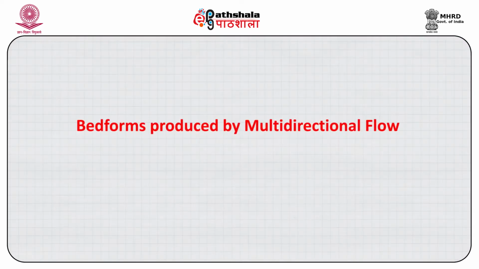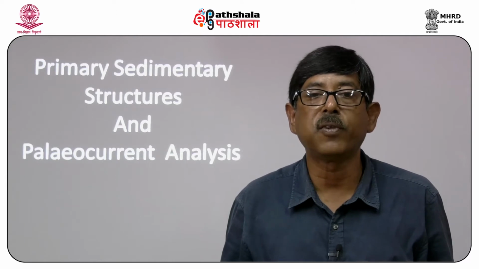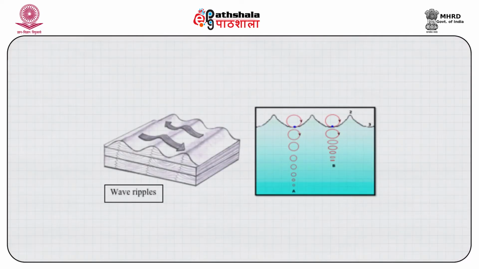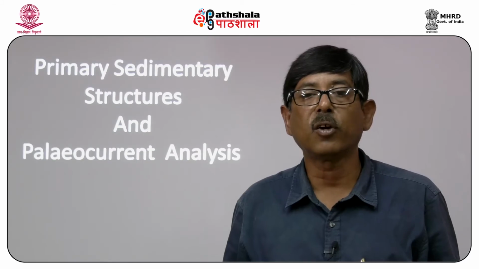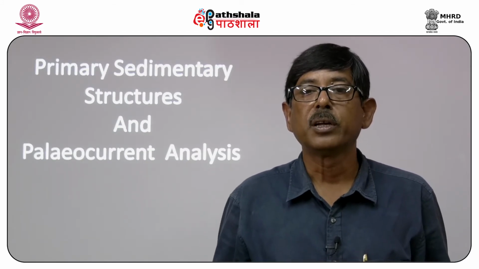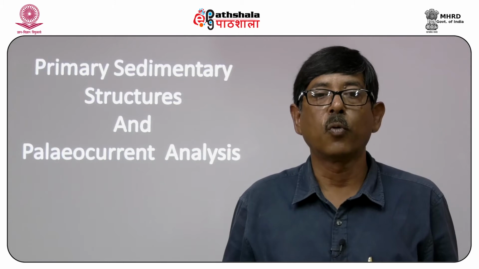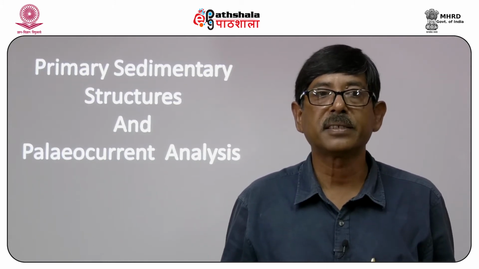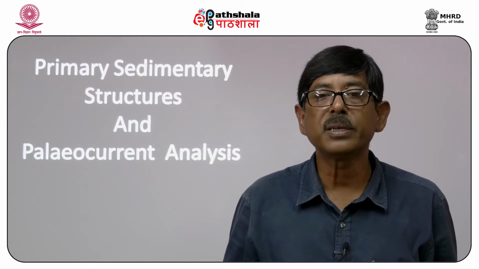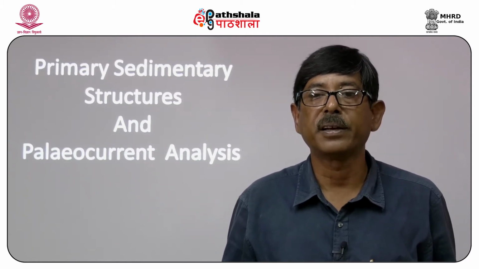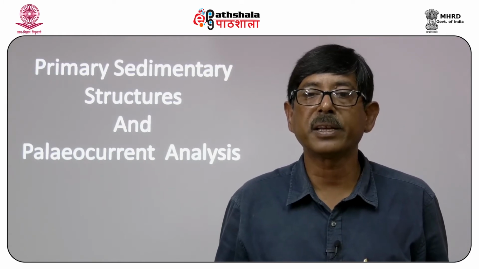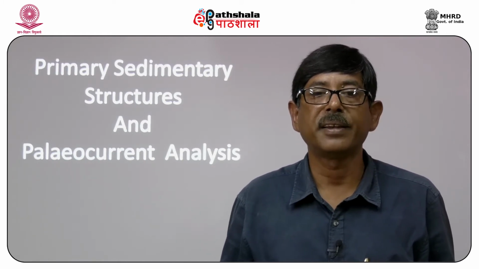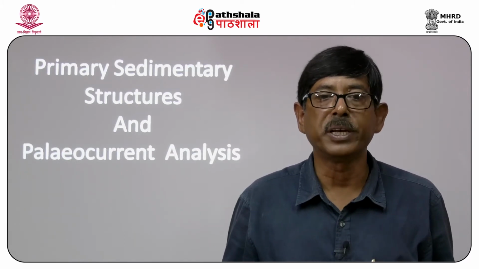Now see the figure, bed form produced by multidirectional flow. You see here, multidirectional flow can be of oscillatory or bidirectional in origin. Oscillatory flows typically produce wave ripples. Wave ripples are generally symmetrical or slightly asymmetrical. Crests are generally straight to sinuous, sharp and bifurcated. The migration rate is less and their accretion always dominates.